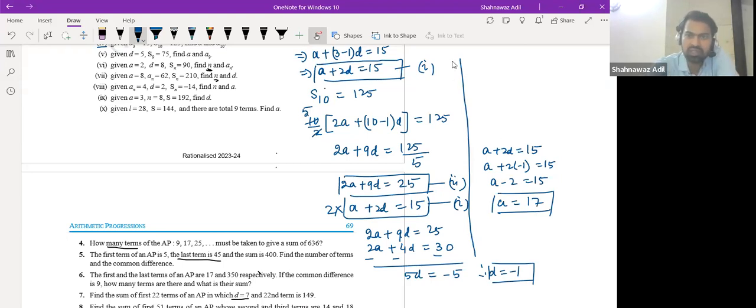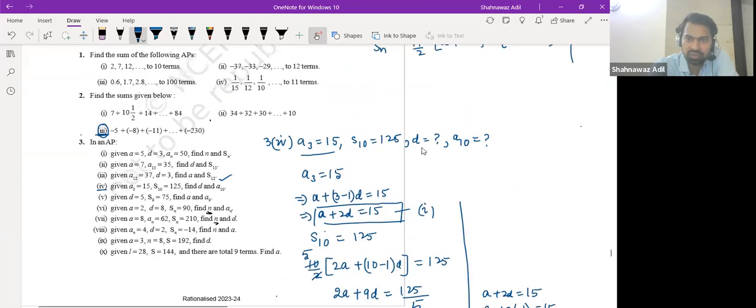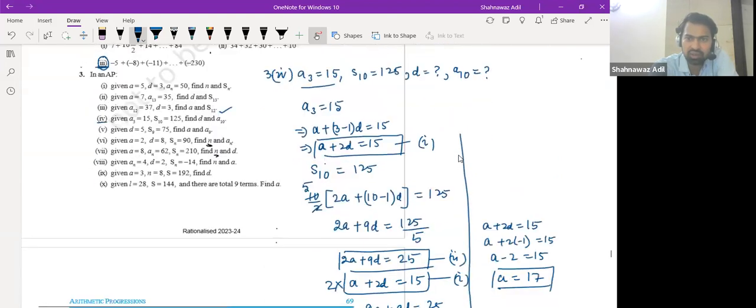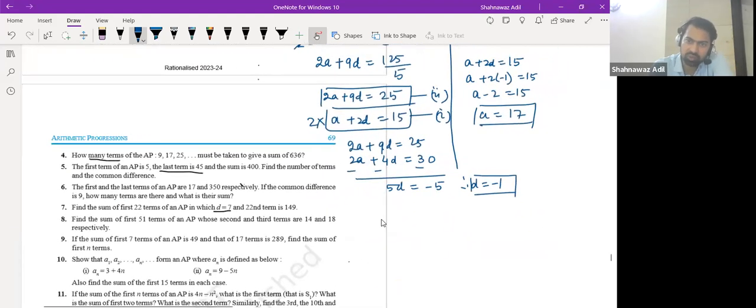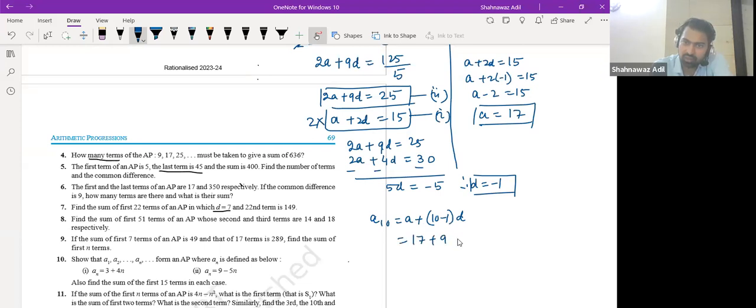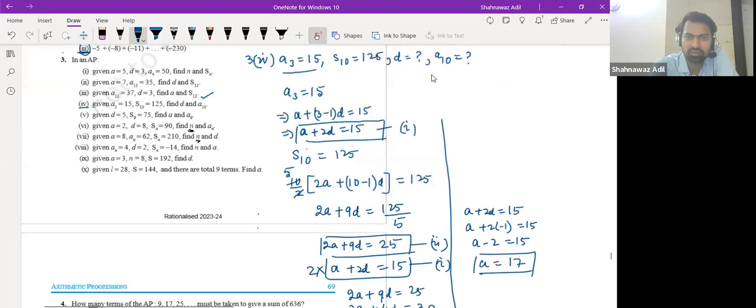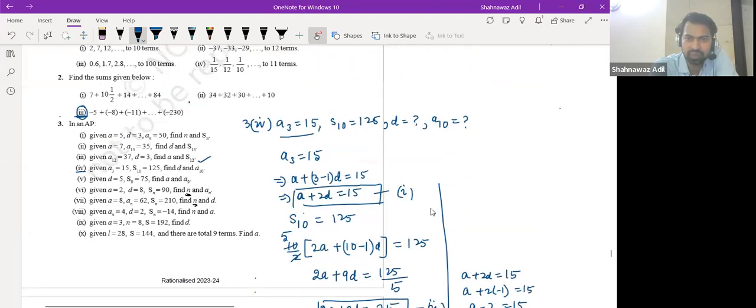So in the question, they wanted us to calculate D. We have calculated D, and now they want us to calculate A10. So let us find out what would be A10. So A10 would be A plus 10 minus 1 into D. A is 17, this is 9, and into minus 1. So 17 minus 9, which is 8. So A10 is 8. Okay. Understood this question, Rifa? Yes.